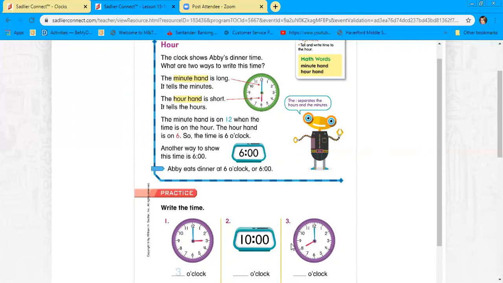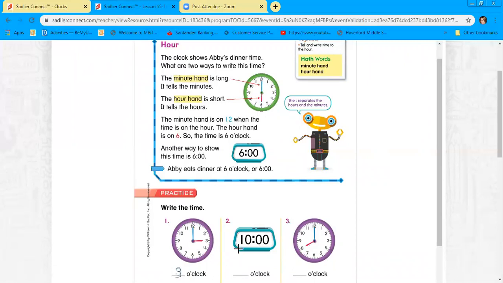So let's take a look then at these 3 clocks down here. Again, we have our minute hand. Let me just get my thing up and running. So we have our minute hand on the 12. We have our hour hand, our shorter hand, on the 3. So I'm going to go ahead and trace, because I know it's 3 o'clock. So I'm going to trace the 3. They gave me the 3 because my hour is 3 o'clock.